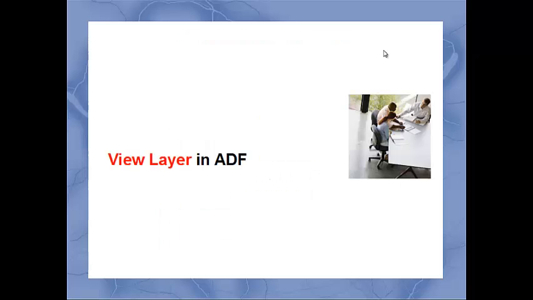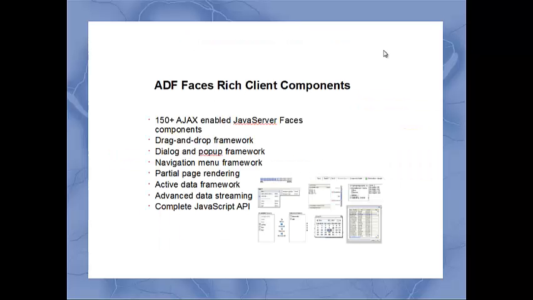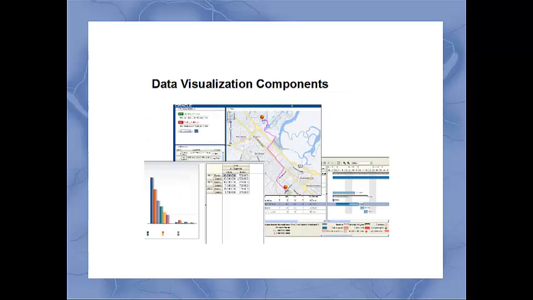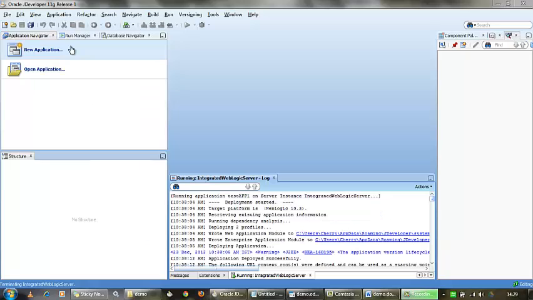View layer in ADF. ADF is a rich UI. It has 150-plus Ajax-enabled JavaServer Faces components, drag and drop framework, modal dialog and popup, navigation menu, partial page rendering, active data framework, and a complete JavaScript API embedded with it. It provides DVT components including graphs, bar diagrams, and Oracle maps.